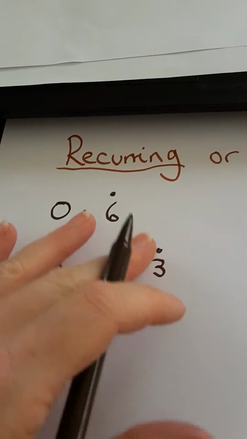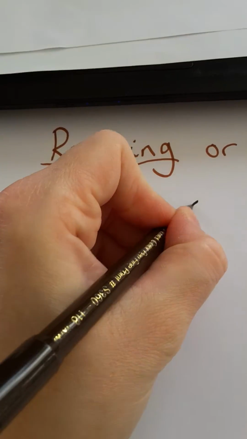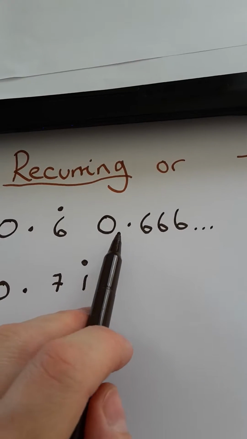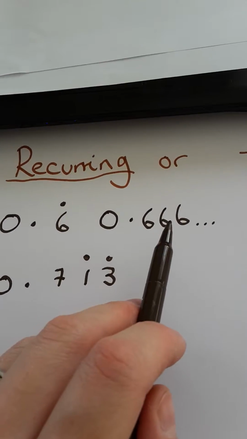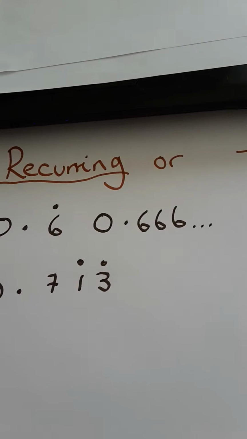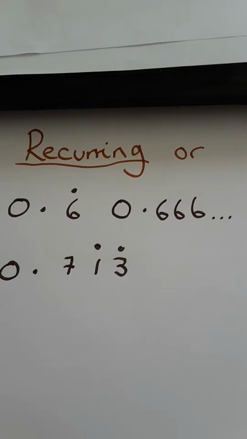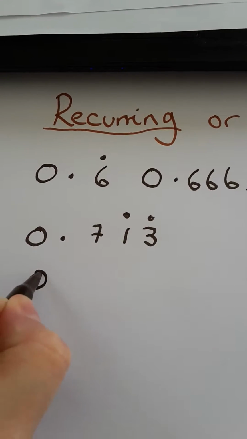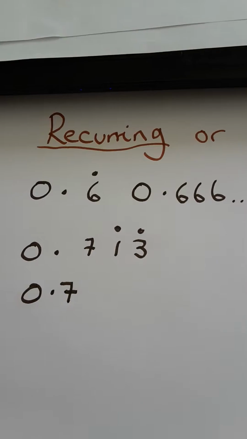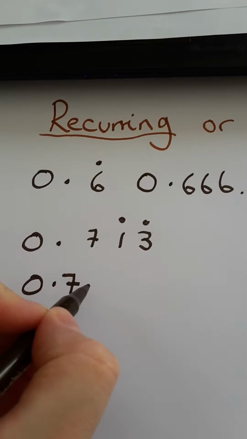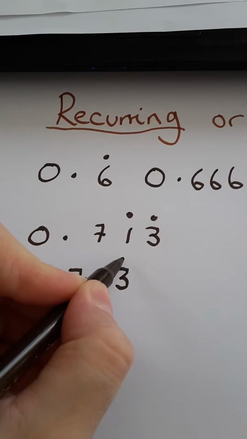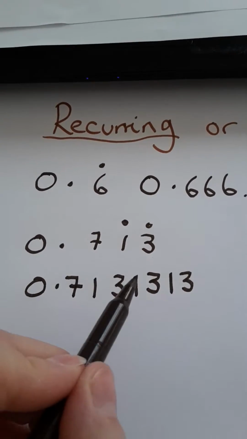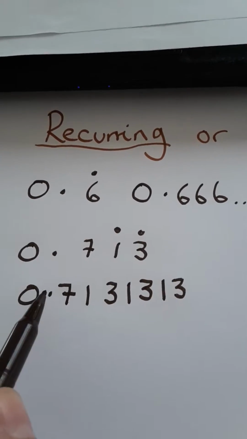This 0.6 recurring really looks like this number going on forever. I could carry on writing 0.666666666 until I die, and I will still never get to the end because it reoccurs. This one means that I have my reoccurring partway through the number or at the end. So this means that 1, 3 is repeated over and over again after the 7 occurs.